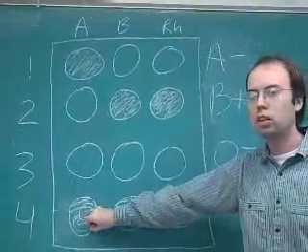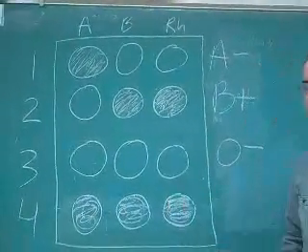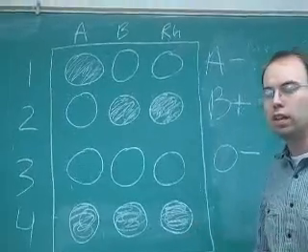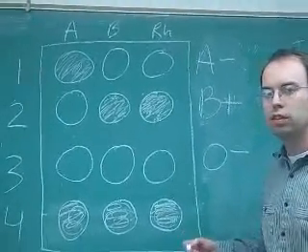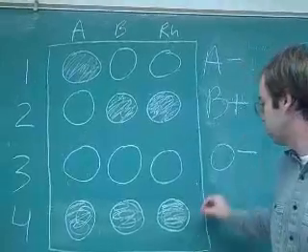This particular person had clots for A, B, and Rh. If all 3 clot, that means all 3 antigens are present. So your blood type is AB positive.